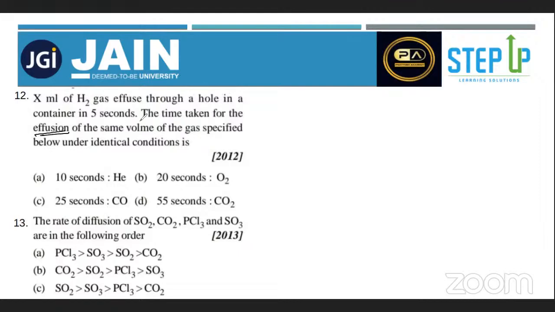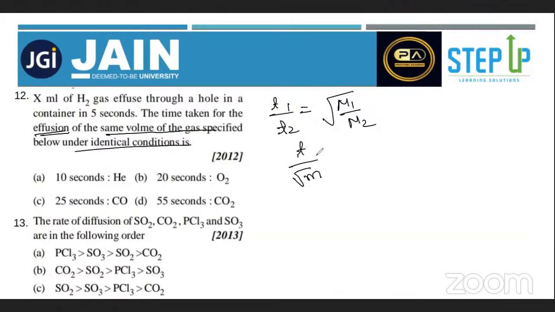Okay, so they're telling you the time taken for the diffusion for the same volume of a gas specified under identical conditions. X ml of H2 gas is diffused through a hole in the container in 5 seconds. Now the rate of diffusion, if you try with time taken for the rate of diffusion, so the ratio will be written like this. So I can write from here that the T by root over M ratio will come same in which condition. So H2 is basically this. H2 is 5 seconds, and this is its molecular mass.